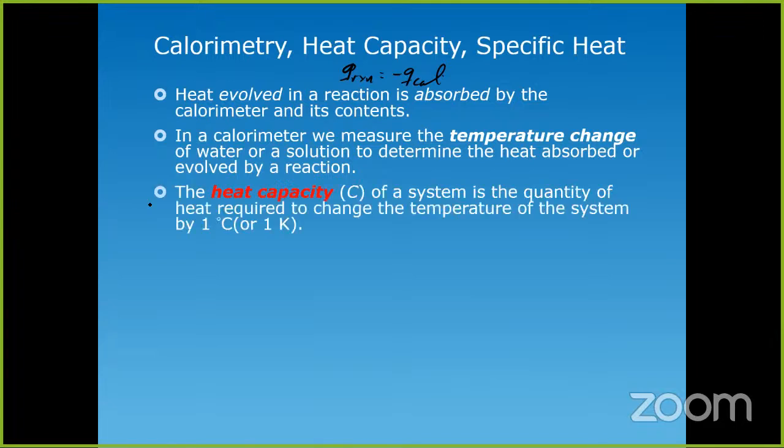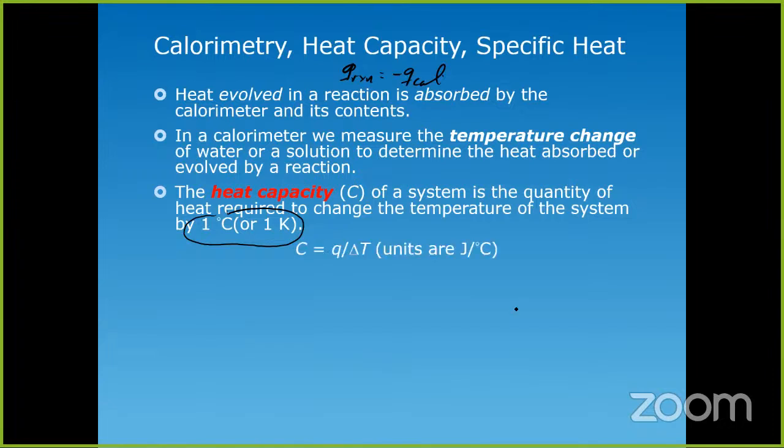Now, here we're going to get into how we make these calculations. Some terms have to be defined here. The first of which is heat capacity of a system, which is the amount of heat required to change the temperature of a system by either 1 degree or 1 Kelvin. And please note, it doesn't matter if it's measured in degrees Celsius or Kelvin, the numerical value will remain the same.